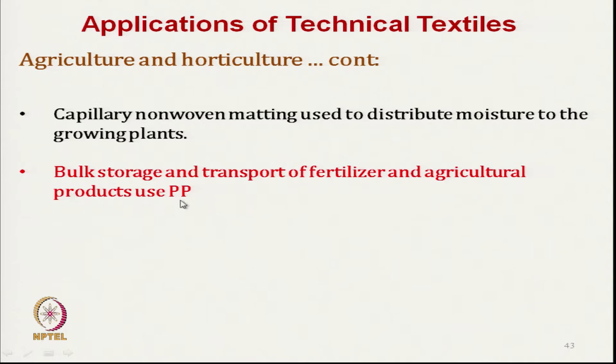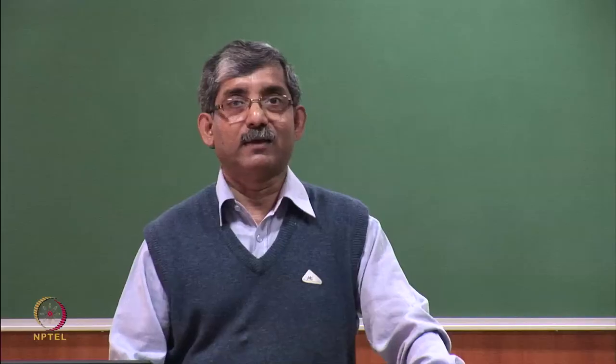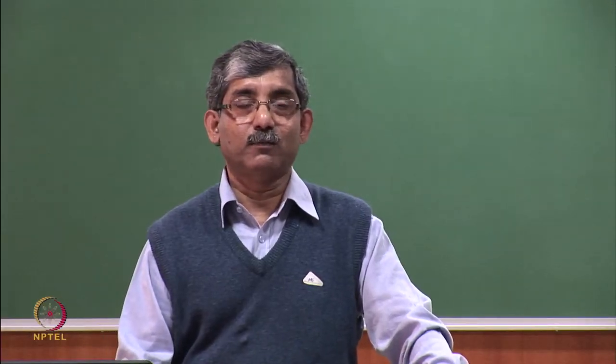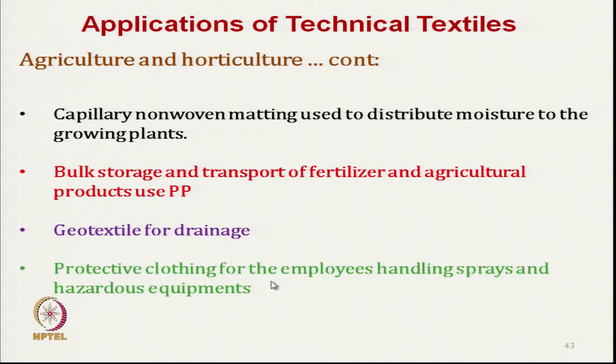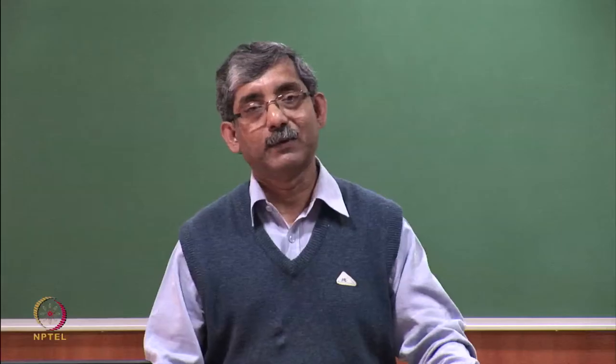Bulk storage and transport of fertilizer and agricultural products, where polypropylene is used, like bags and sacks, for transportation and storage of fertilizer. Geotextile for drainage. So, we use it for drainage. Protective clothing for employees handling the spraying and hazardous equipment. So, protective textiles are being used where the employees are being protected from the harmful chemicals.